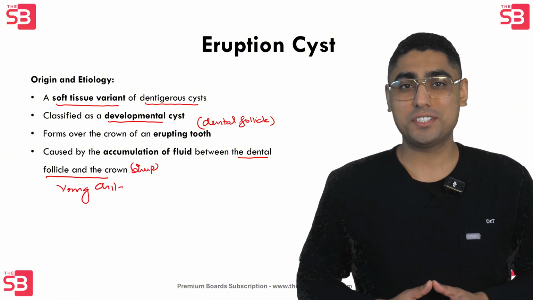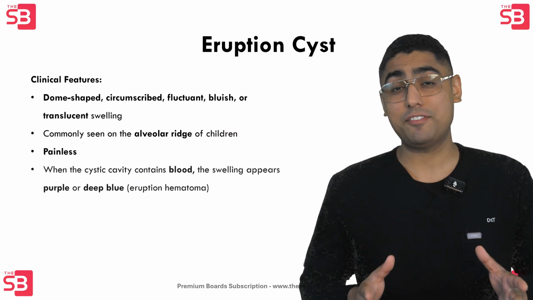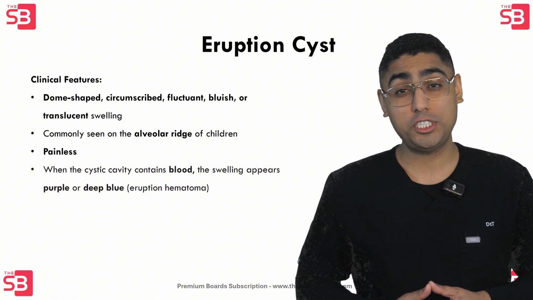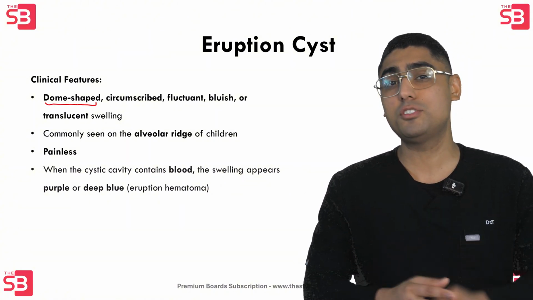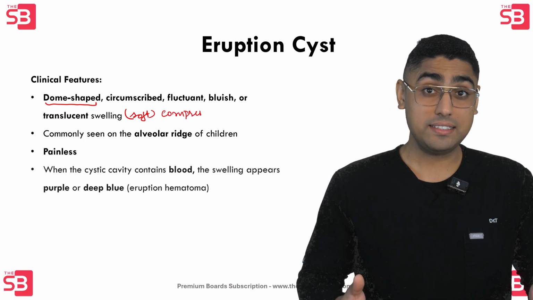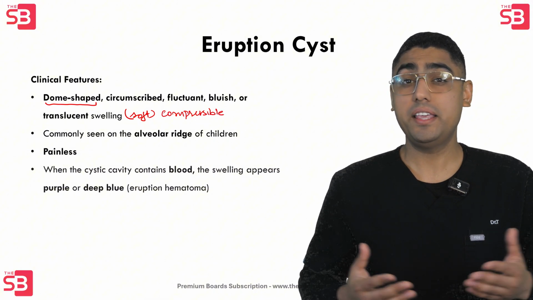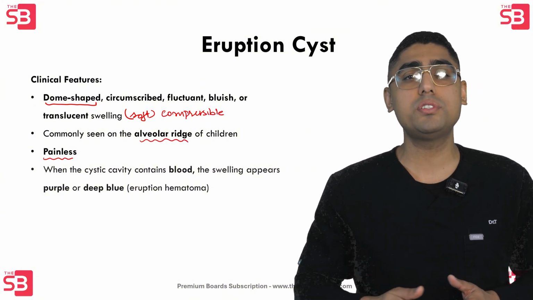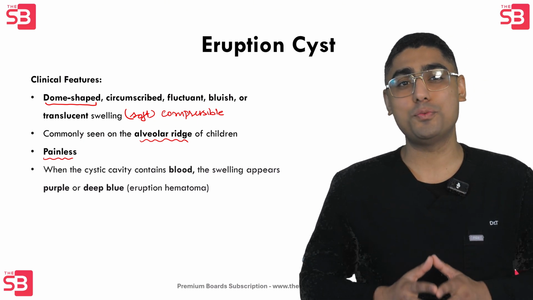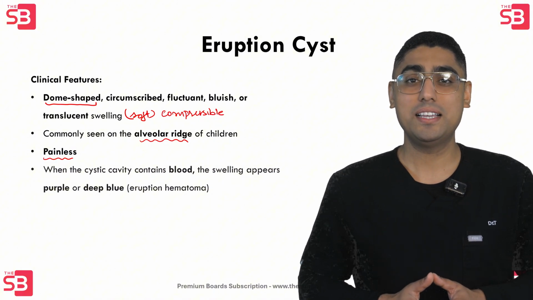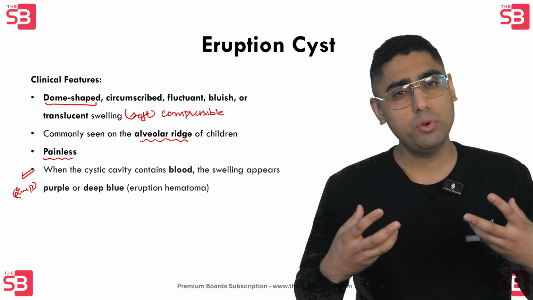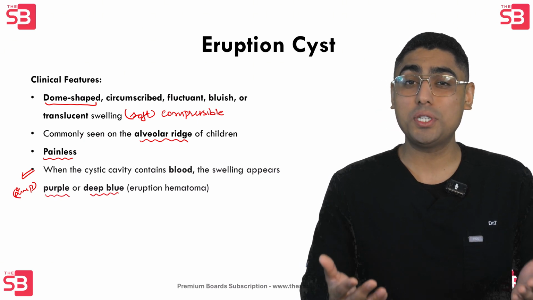Let's talk about the clinical features now. Eruption cysts are quite distinct when it comes to clinical presentation. They typically appear as a dome-shaped, soft and compressible swelling, and they are most commonly present on the alveolar ridge of children. These cysts are usually painless, and they have a bluish or translucent appearance due to the fluid trapped inside. A key characteristic is when the cystic cavity contains blood. In such cases, the swelling takes on a purple or deep blue hue, which is why it is known as eruption hematoma as well.